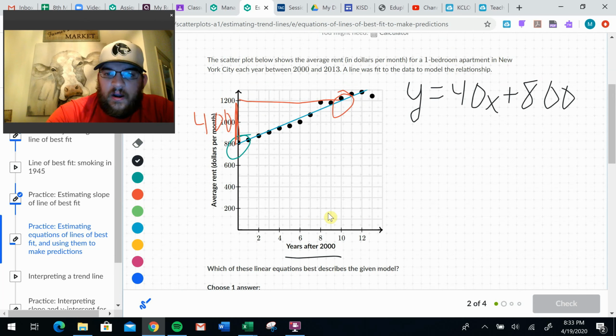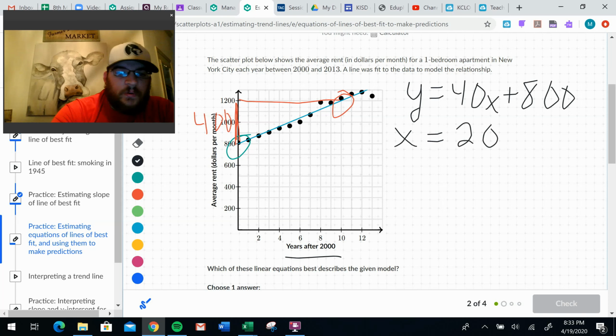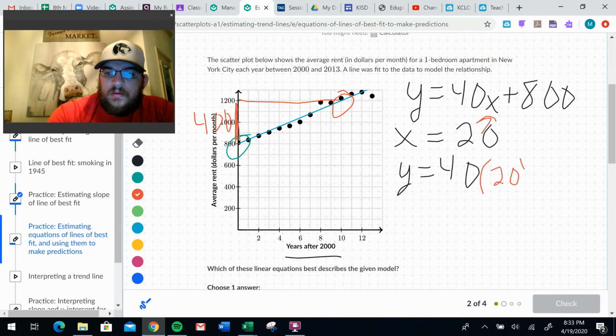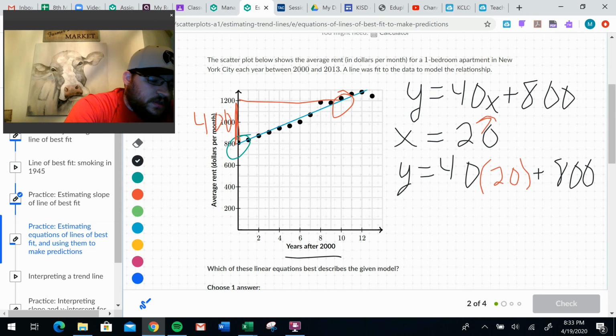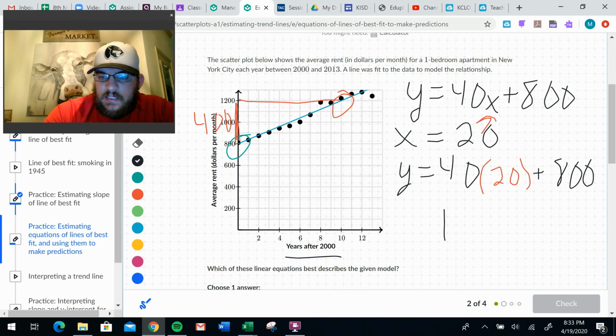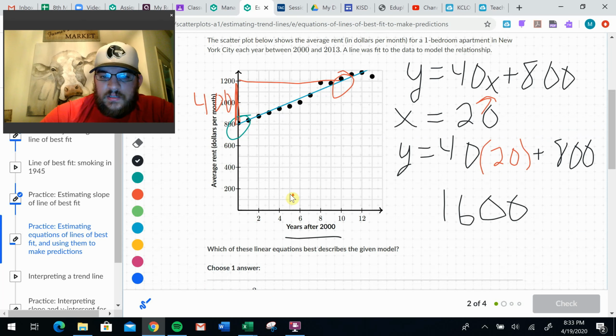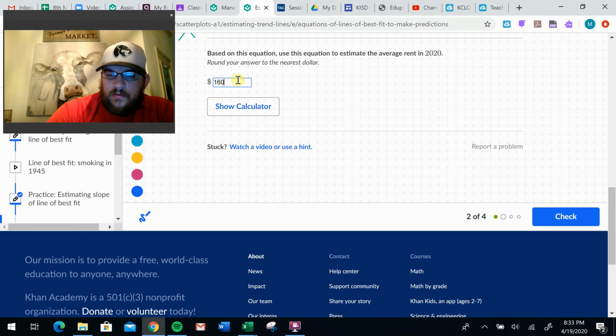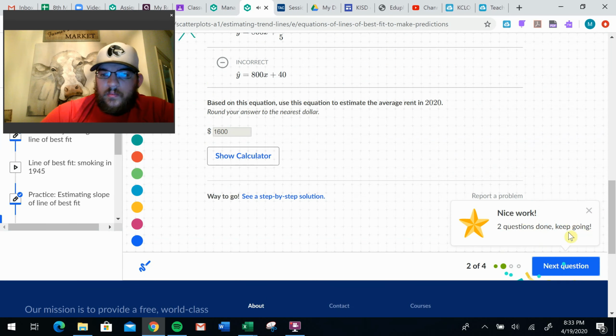Well, that's going to be our x value. Our x value is not going to be 2020. It's going to be 20, because it's 20 years after 2000. We're going to replace that for x in our equation. So then we're going to solve for y. So it should be y equals 40 times 20 plus 800. Well, 40 times 20 is 800, plus 800 should be 1600. So my answer should be 1600. So if we plug that in here, check it, boom, we're going to get the correct answer.